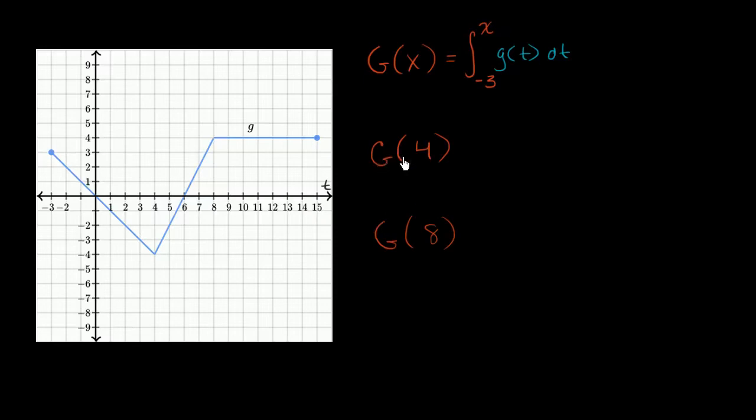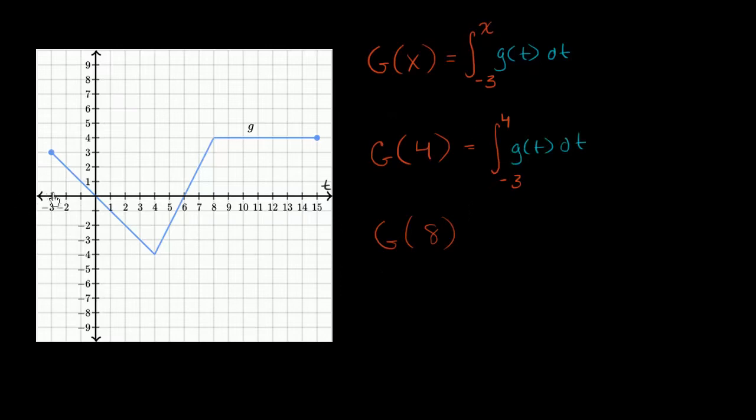So let's tackle capital G of 4 first. So this is going to be, well, if x is equal to 4, this top boundary is going to be 4. So this is going to be the definite integral of g of t between t is equal to negative 3 and t is equal to 4, g of t dt. Now what's that going to be equal to?